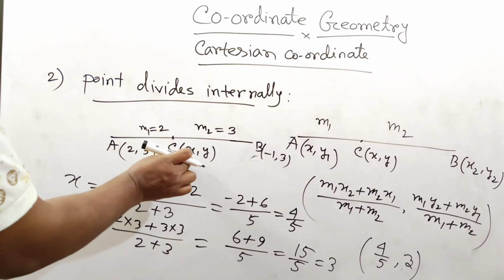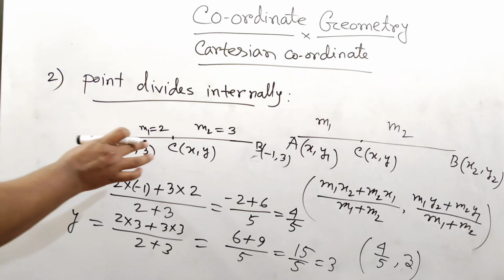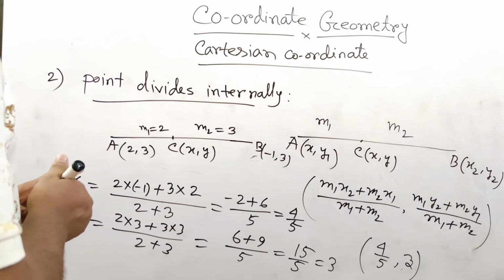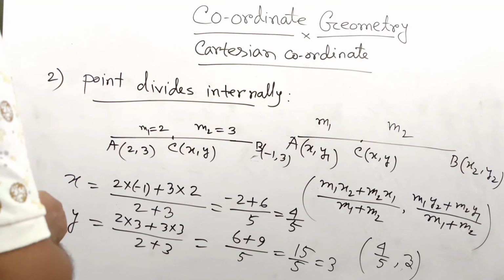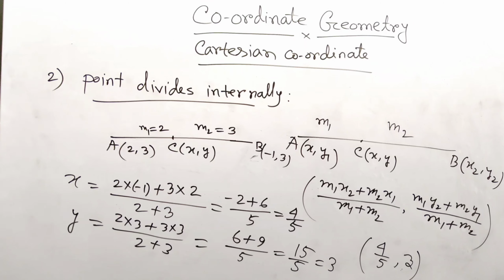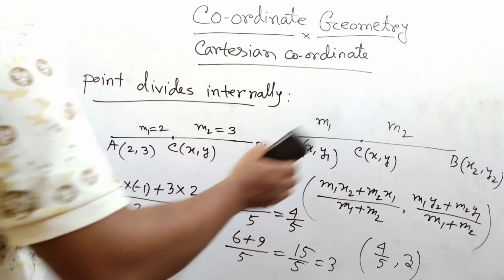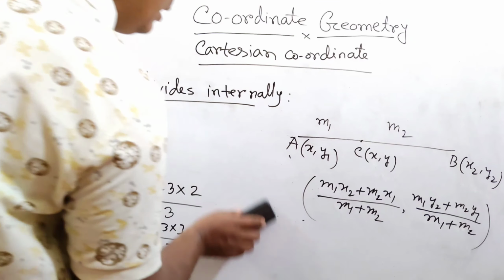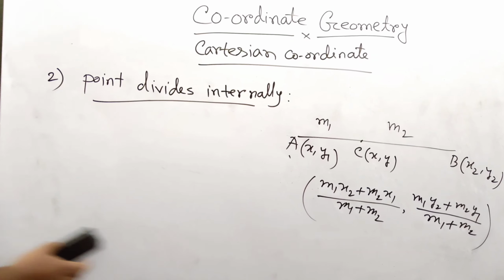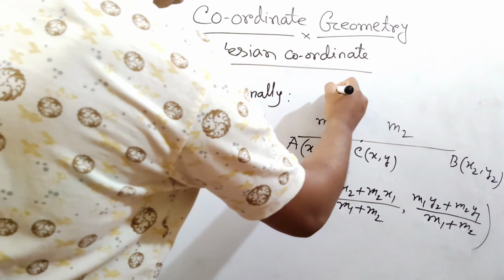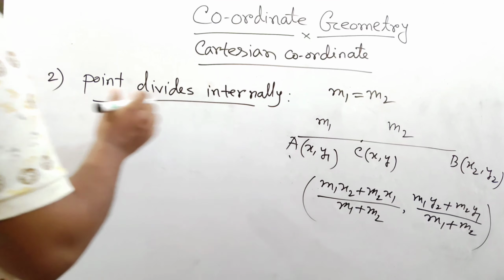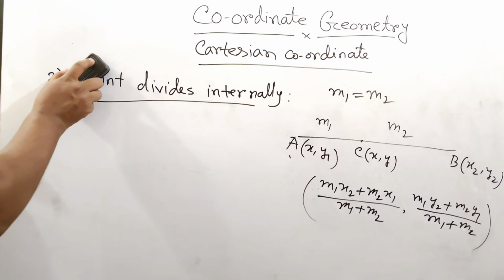So this is the coordinates of C which divides this line at the ratio of 2:3. Okay, now we will learn the next formula, that is number 3, the midpoint of any line segment. We can derive this formula from this formula quite easily. Midpoint means both parts should be the same. That means midpoint means here must be m1 equal m2.